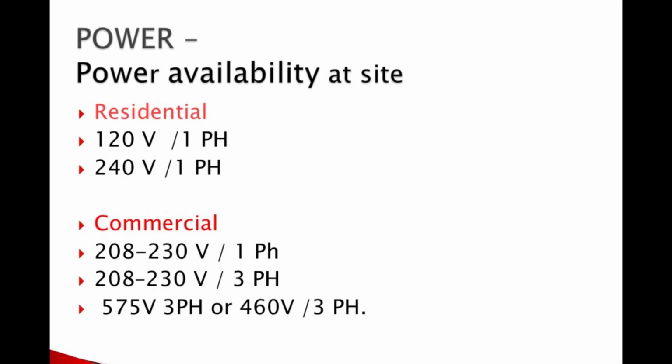In your home, you typically have 120 volts single-phase or 240 volts single-phase power. In commercial buildings, the options include 115 volts single-phase, 208 to 230 volts single-phase, 208 to 230 volts three-phase, or 575 volts three-phase. In some buildings, 460 volts three-phase is also available.